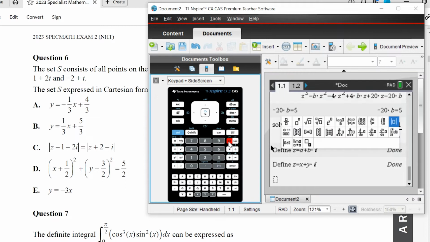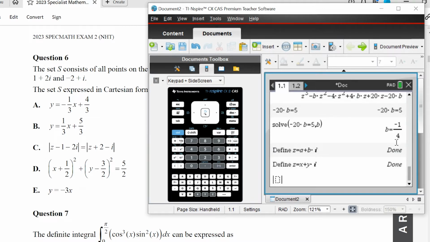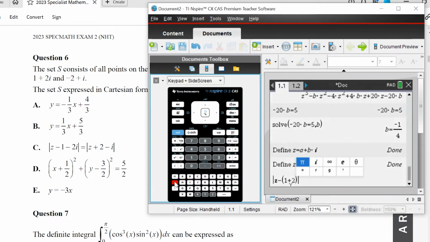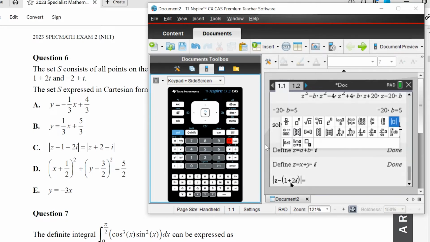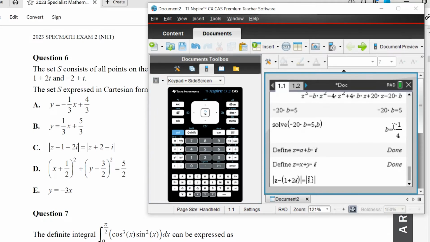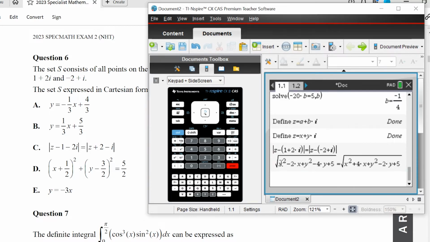So the distance of z from 1 plus 2i must be equal to the distance of z from -2 plus i. Now, because I've defined z as x plus yi, that is going to all just be re-expressed in terms of x and y.